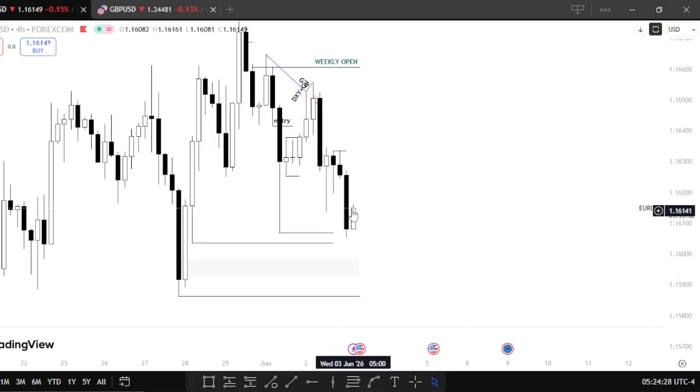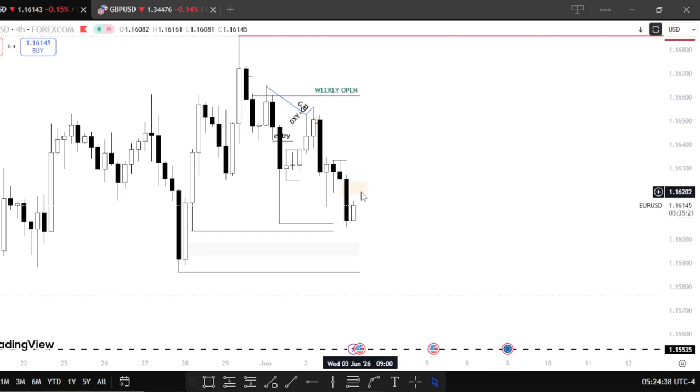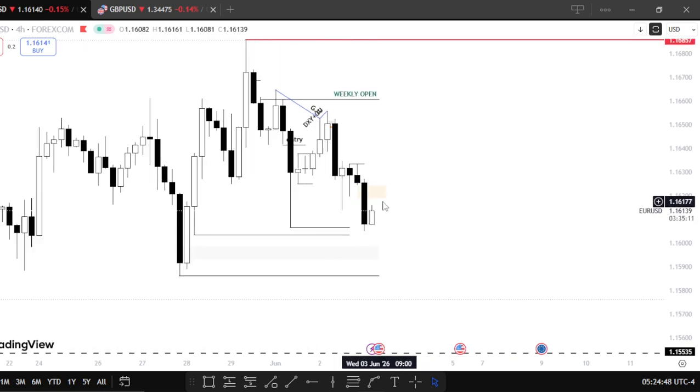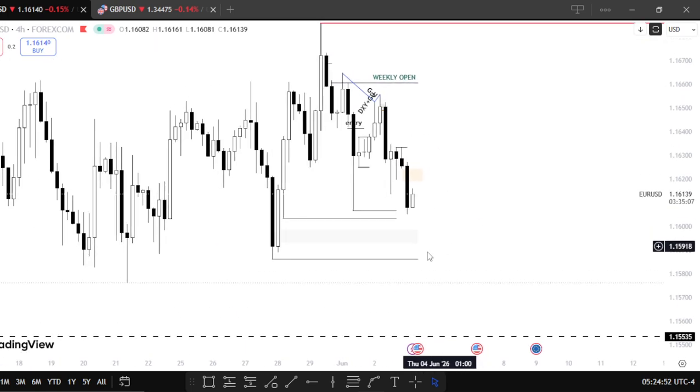We can just have a creation of a fair value gap here, somewhere here, the 4 hour. If we created this fair value gap at 9 a.m. New York, this will be a huge drop down to this area.